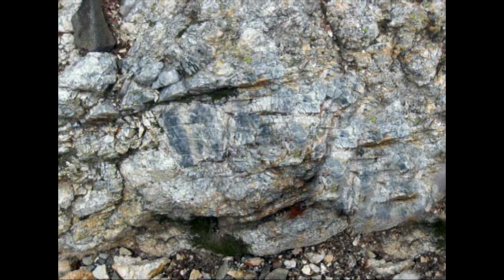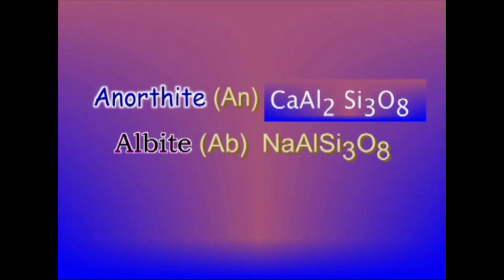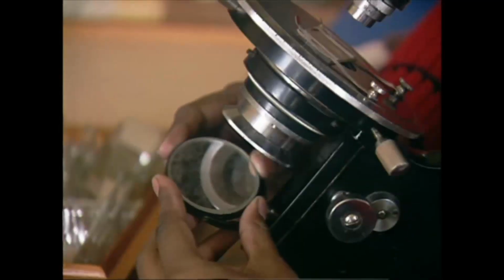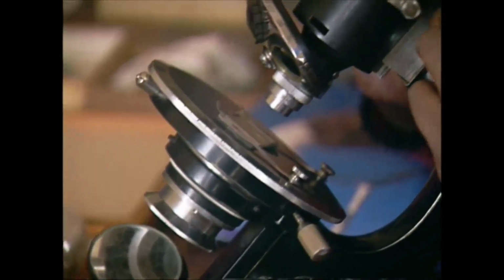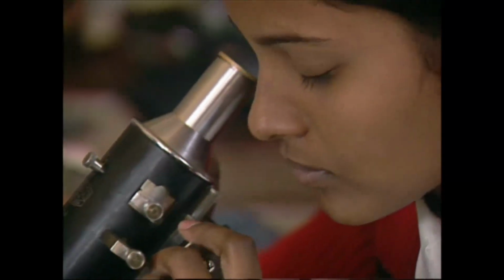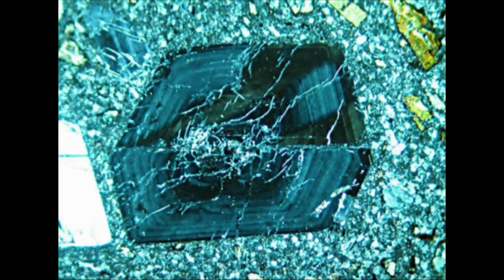Plagioclase constitutes an isomorphous series between two end members, anorthite having composition CaAl2Si2O8 and albite having composition NaAlSi3O8. Microscope studies of plagioclase crystals from igneous rocks show zonation which can be normal, core more calcic and rich than rim, or oscillatory, occurrence of a large number of thin layers, alternately rich in calcium and sodium.